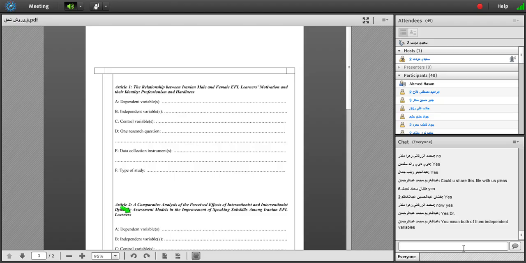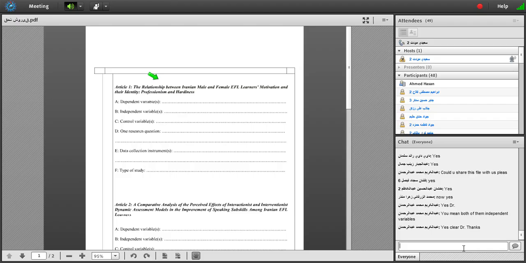When we have the relationship type of study, we have the relationship between variables that are independent. I mean, variable A does not influence variable B. We want to check the relationship.